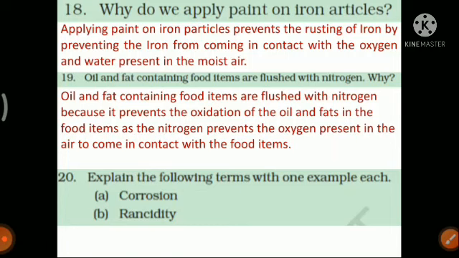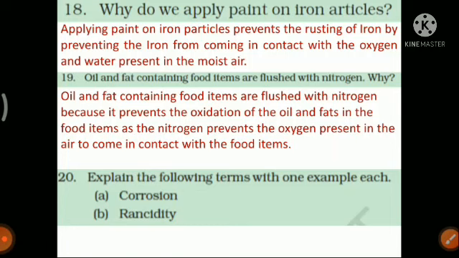If you flush nitrogen in those containers which contain oil and fat containing food, this nitrogen will prevent the oxygen from coming in contact with these food items. That is why these oil and fats undergo oxidation, because when they come in contact with the oxygen in air, they slowly undergo oxidation. But if you put nitrogen, the amount of oxygen will be very low.